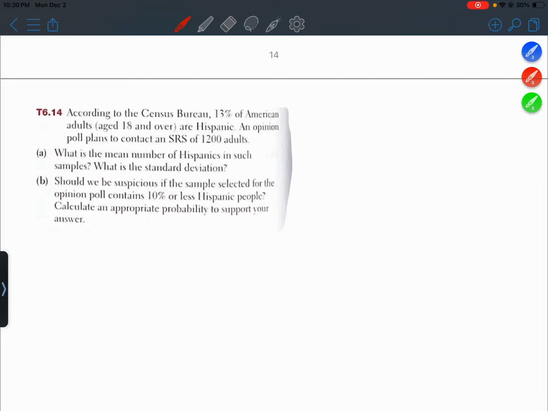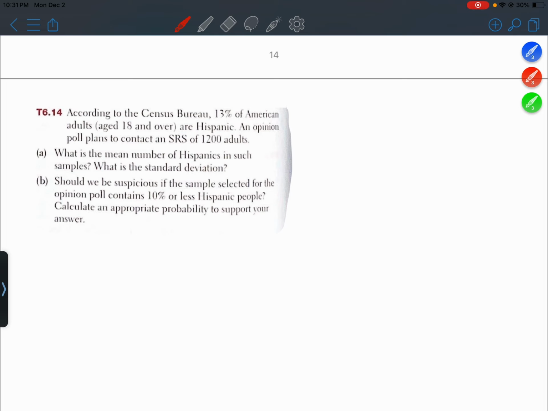Question 14. According to the Census Bureau, 13% of American adults aged 18 and over are Hispanic. An opinion poll plans to contact an SRS of 1,200 adults. Part A. What is the mean number of Hispanics in such samples? What is the standard deviation?